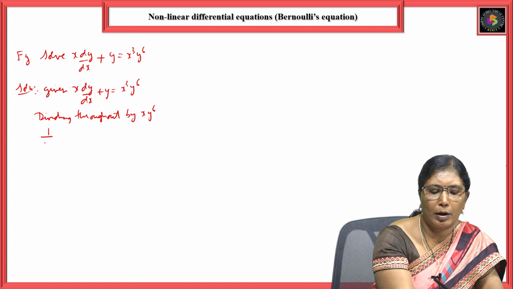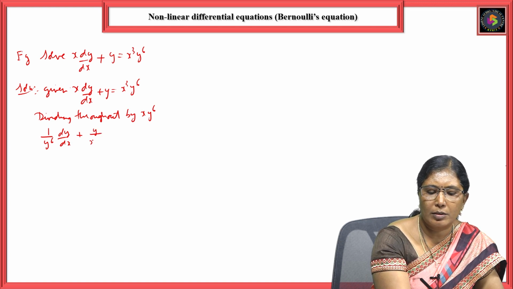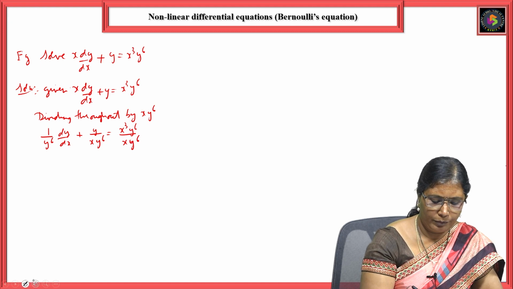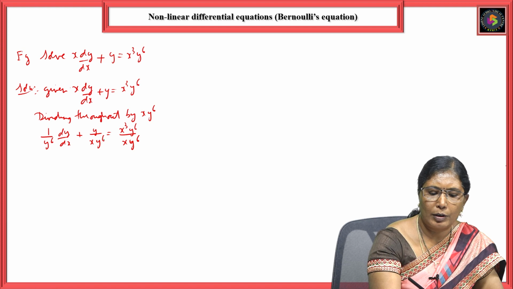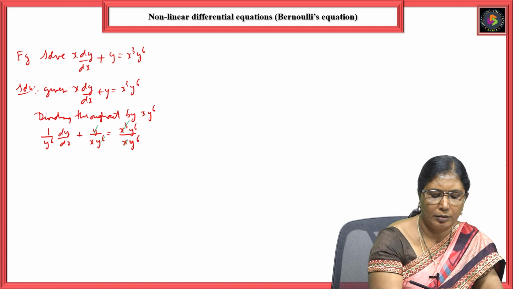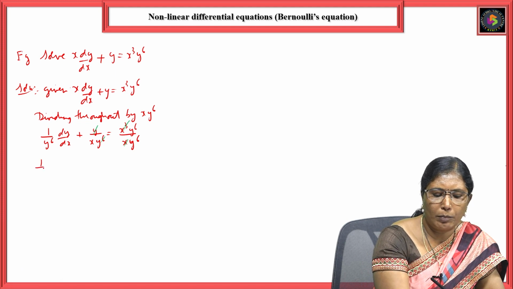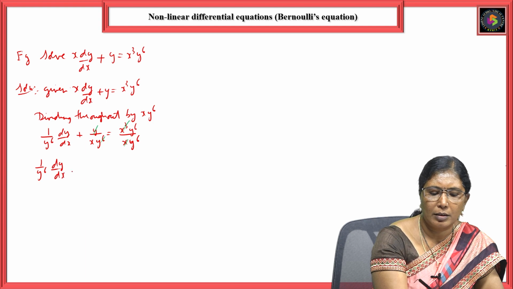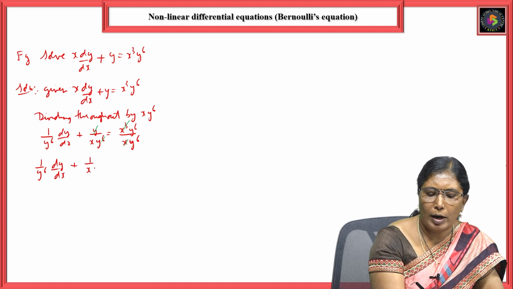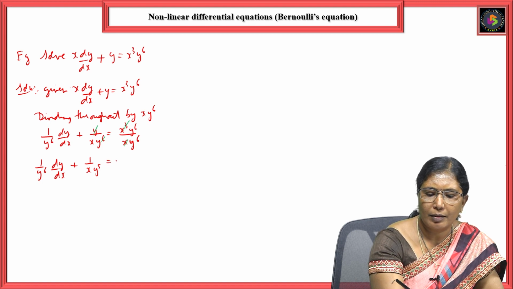So what do you get? 1 by y to power of 6 dy by dx plus y by x y to power of 6 is equal to x cube y to power of 6 by x y to power of 6. So 1 y gets cancelled here, 1 x gets cancelled. So we get 1 by y to power of 6 dy by dx plus 1 by x y to power of 5 is equal to, y to power of 6 also gets cancelled here. So we get x square.